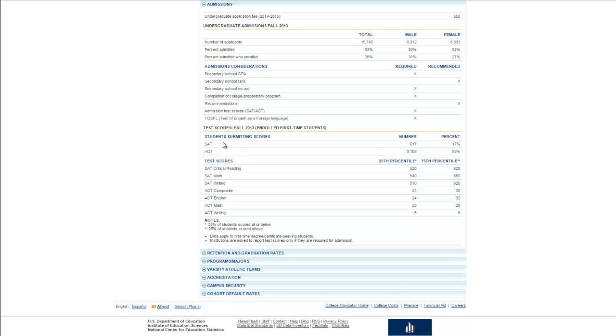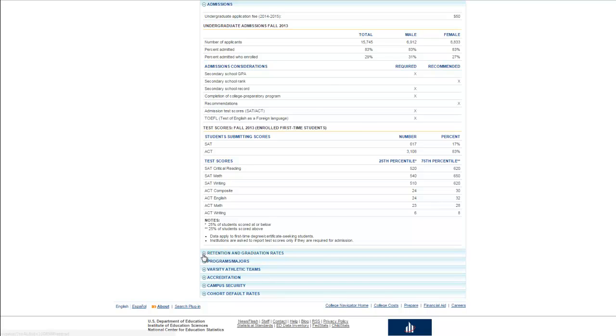But okay, so now we get into submitting scores. Students who submitted the SAT, how many of them submitted them? As you can see, Auburn has a lot of students that submit the ACT. Then you get into the 25th percentile and the 75th percentile. And if you're wondering what that means, here's a little cheat sheet down here. At the 25th percentile for the ACT composite, which is all the scores added together, Auburn students score a 24. At the 75th percentile level, that score is a 30. So that's the average ACT score range.